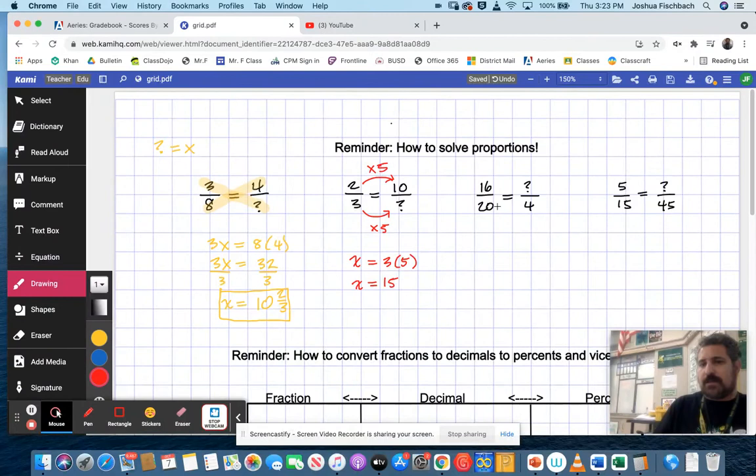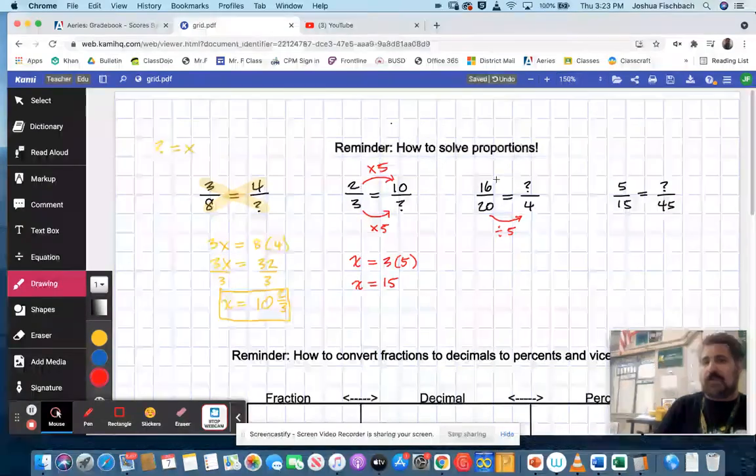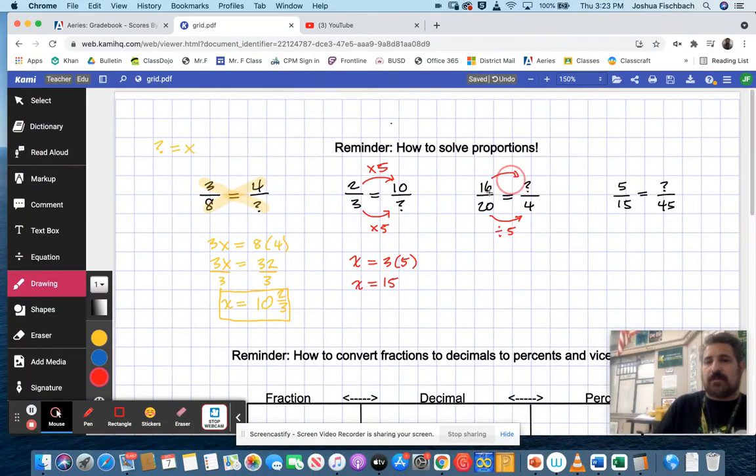In this one, I see a division relationship in the bottom. 20 and 4 are compatible. You can divide 20 by 5 to get 4. So 20 divided by 5 is 4. Make sure that if you're dividing from left to right, you keep doing that for the top as well. Divide from left to right. So 16 divided by 5.